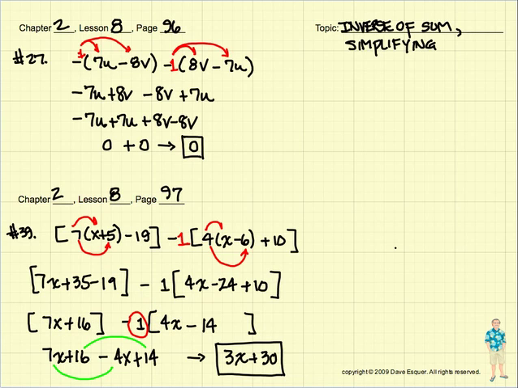Remember, to combine like terms, we have to have the same variable, same exponent. Okay, 7x and 4x gives us 3x because we're doing a subtraction. And then we have the 16 and the 14, we add those two together and we end up with 30.